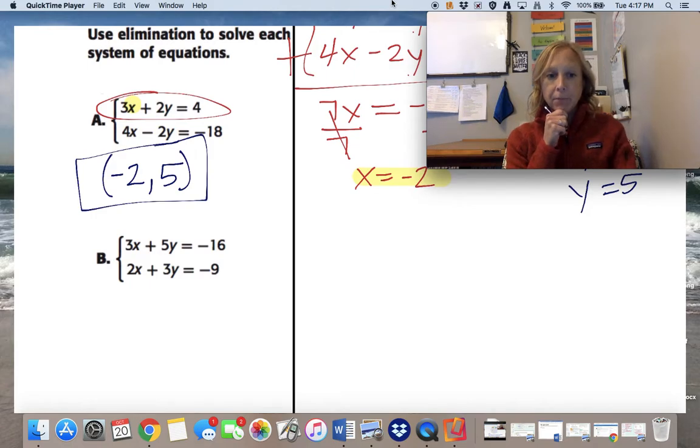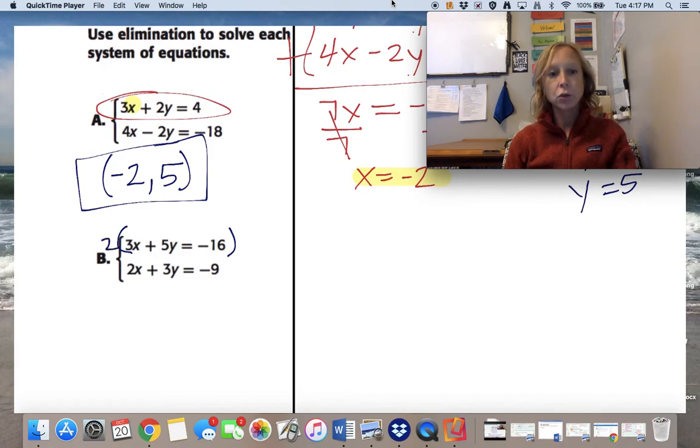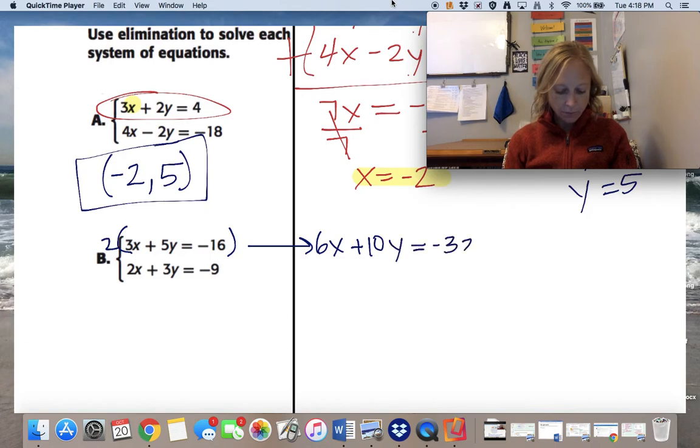Nope. Okay, so what we're going to have to do is choose one of our variables. I think I'm just going to choose x, and we are going to have to multiply to get the least common multiple. So the least common multiple of 2 and 3 is 6. They both multiply to 6. How do I change a 3 into a 6? I multiply it by 2. But notice I have to multiply the whole equation by 2. So I'm going to have a 6x plus 10y equals negative 32.